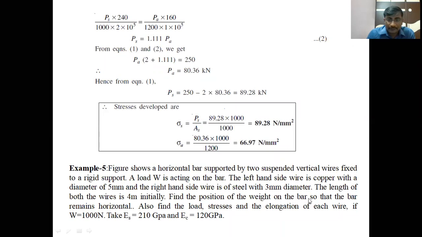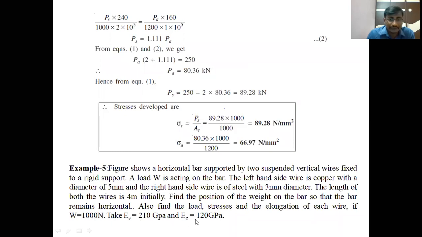Find the position of weight on the bar so that the bar remains horizontal. Also find the load, stresses and elongation of each one. We should find the load on each wire, stresses induced in each wire and elongation of each wire. Here the elongation in each wire is the same. If W is 1000 newtons, we are applying the load on the horizontal bar at a distance of X from the copper wire.